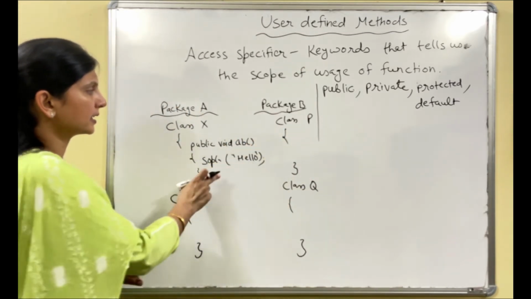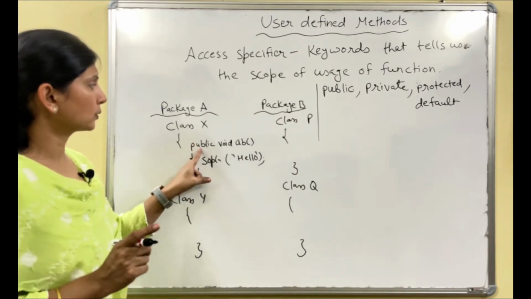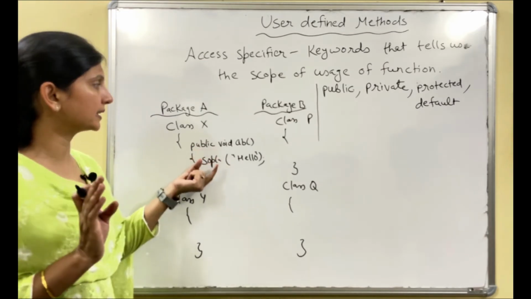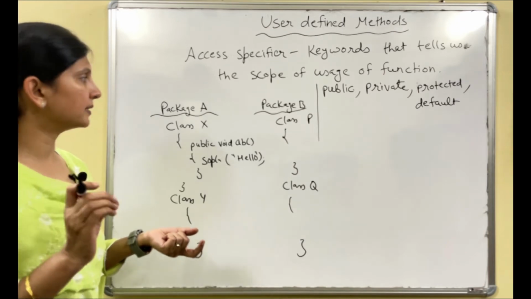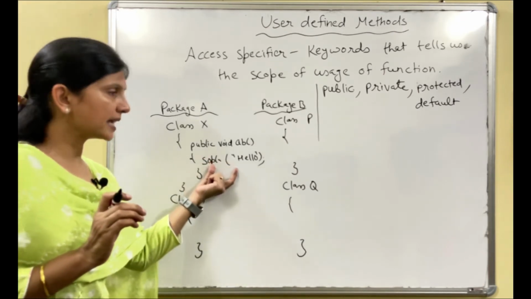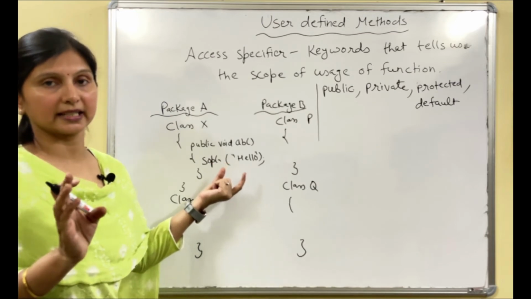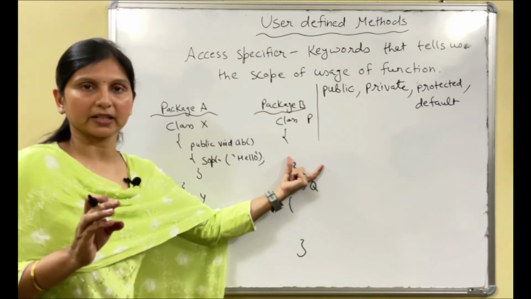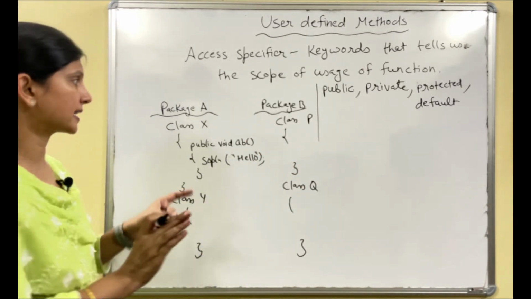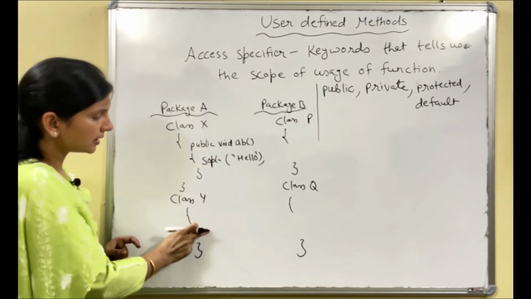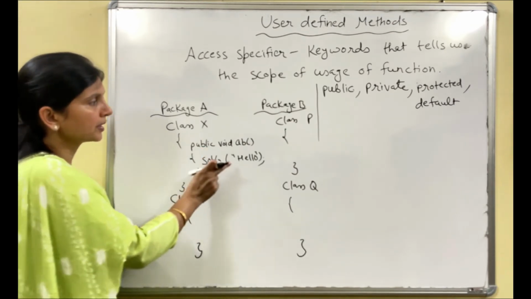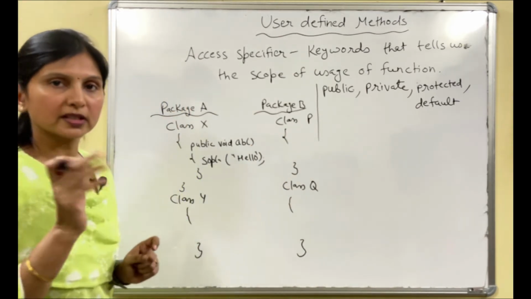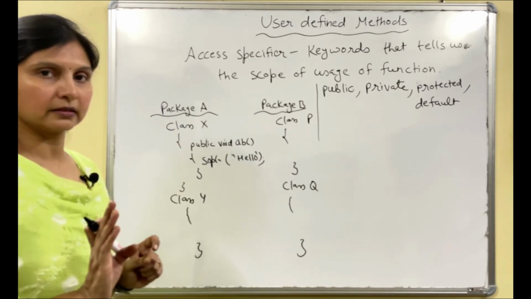In class X, there is one user defined method, and what is that? Public void AB. So which access specifier have we used? Public, means it is publicly declared. When you declare any method public, it means it can be accessed anywhere, in any class, whether it is within the package or outside the package. So in this case, this function can be invoked in class Y, can be accessed in class P, and can be accessed in class Q because it is publicly declared, right? I hope it is clear.